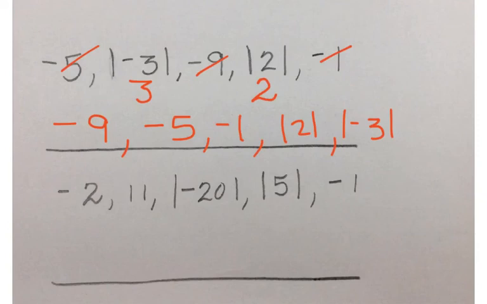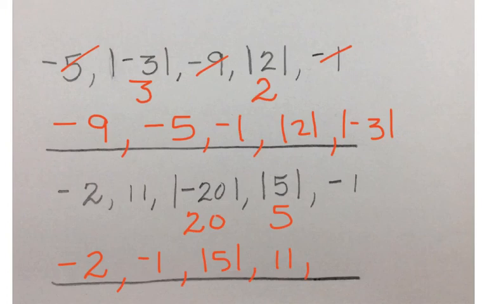Okay, so again, find the absolute value first. So you have 20 here. Absolute value of 5 is 5. All right, then the smallest number up there is negative 2. Then negative 1. Then the next one is absolute value of 5. Then 11. It's helpful so that you can see if you mark them off, and then the absolute value of 20, negative 20.